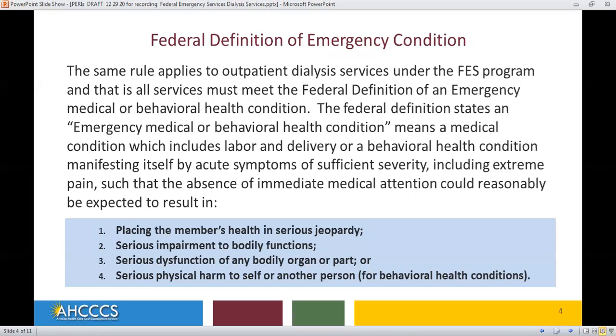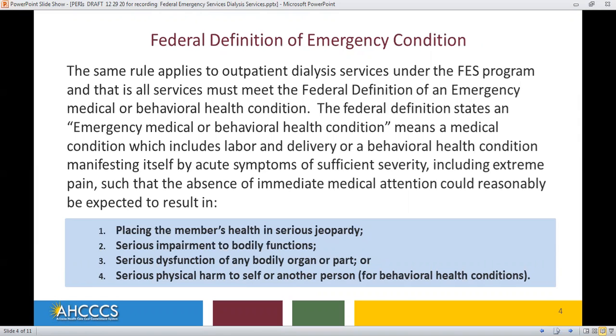Now let's go over the federal definition of emergency services. The same rule applies to outpatient dialysis services as any other service provided under the FES program, and that is all services must meet the federal definition of an emergency medical or behavioral health condition.